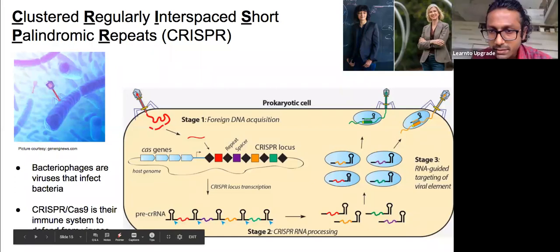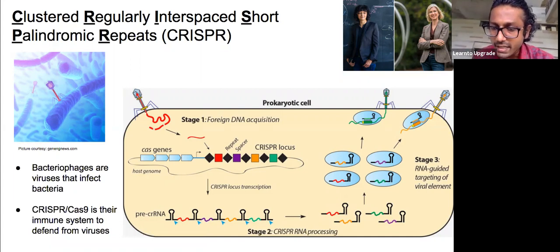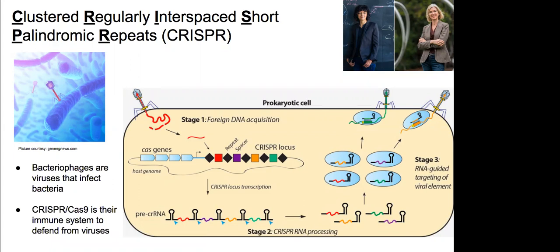Yeah, so this cursor here is pointing to something tiny and represented in yellow here. This is called the PAM sequence. Okay, protospacer adjacent motif.